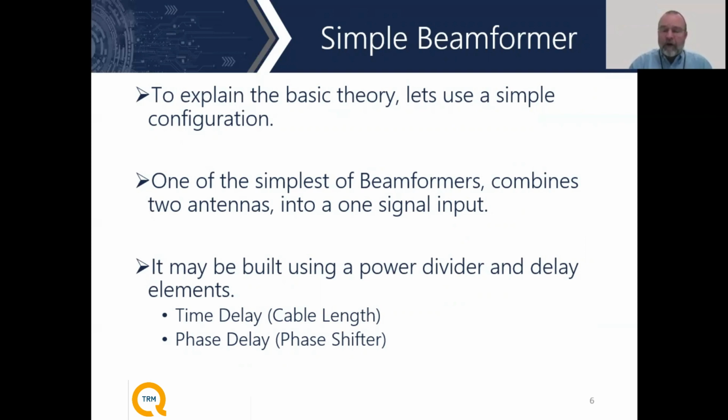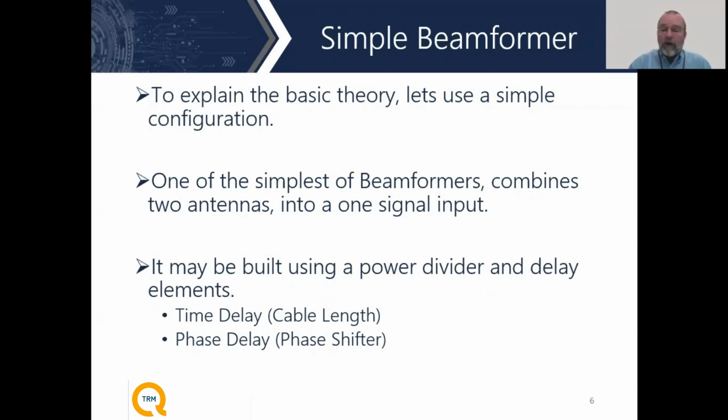The example that I'm going to go through here, which is basically illustrative of most array antennas, is that if we have two elements, how does that signal combine, and why does it combine the way that it does, and what is the effect of amplitude and phase or time delay on where that beam is actually steered.